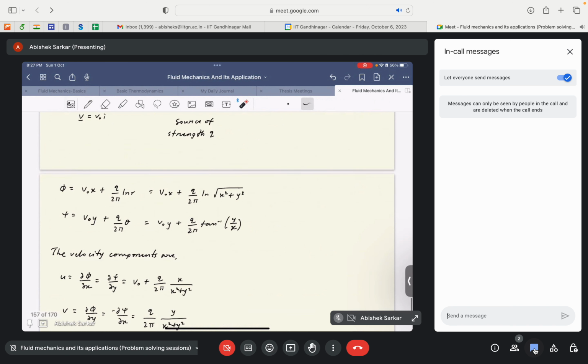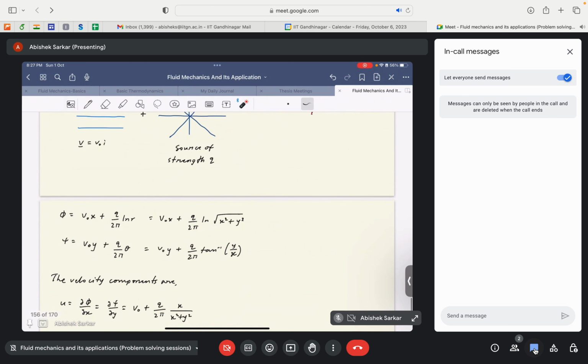Okay, where again, since phi is the superposition of the potential function of the uniform flow and the source of strength Q, it will be given by phi equal to V naught x plus Q by 2 pi ln r, and psi equal to V naught y plus Q by 2 pi theta.